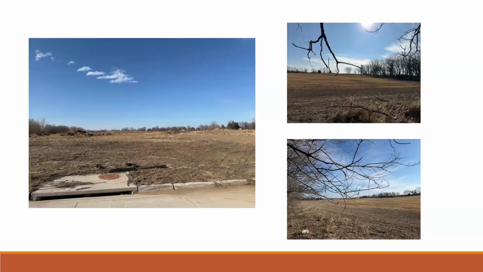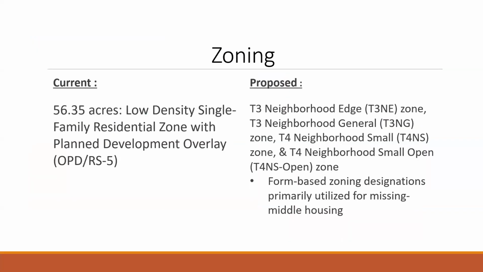Here are a few photos of the project site as accessed from Sandusky Drive and Prairie Heights Drive. As the photos show, the area is currently undeveloped and borders single-family housing along the west, north, and east ends, and Sand Prairie Park to the south. The 56.35 acres of property is currently zoned single-family residential with the planned development overlay. The current OPD RS5 zoning is not compatible with the form-based zoning requirement of the South District Plan. The request is to rezone the property to form-based zoning designations.